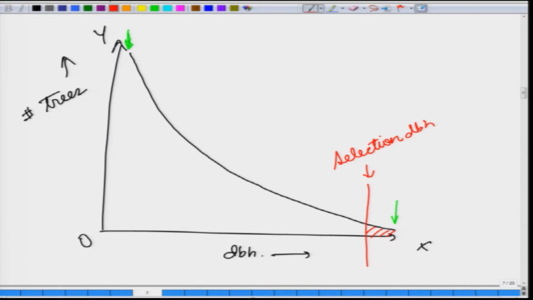Now, here again you do not remove all the trees that are above your selection DBH. So, we will look at that in a later lecture, but what you do here is that you remove some trees that are above your selection DBH at all times. So, every year you will go to every part of the forest, you will measure the diameter of different trees and for those trees that are above your selection DBH, they will be enumerated and a few of those trees will be marked and they will be felled.